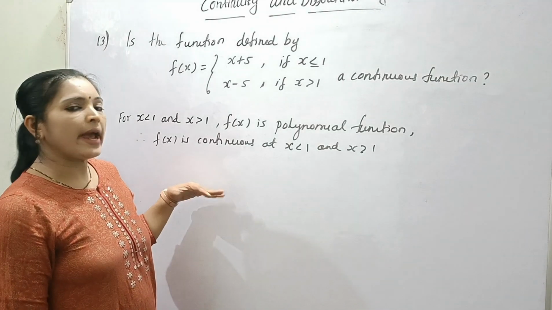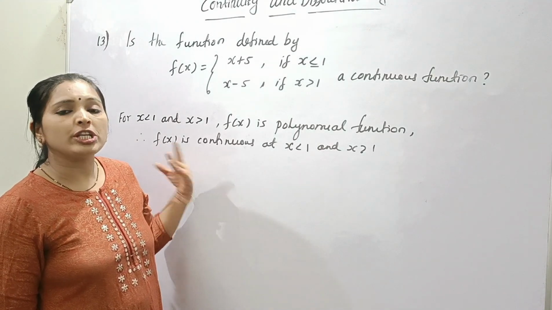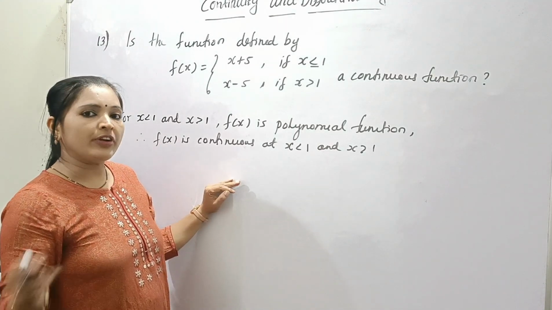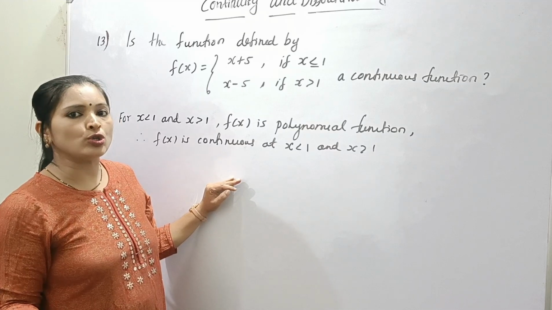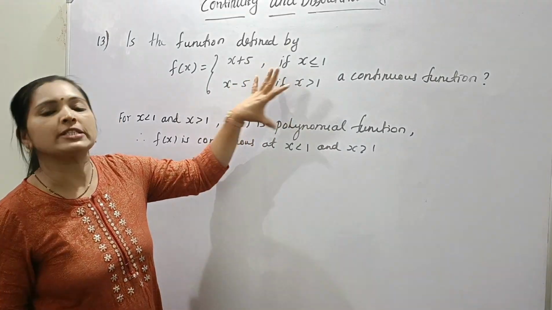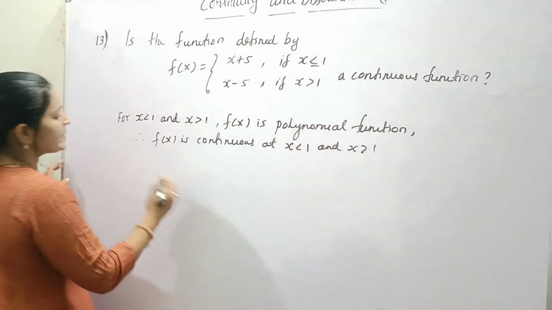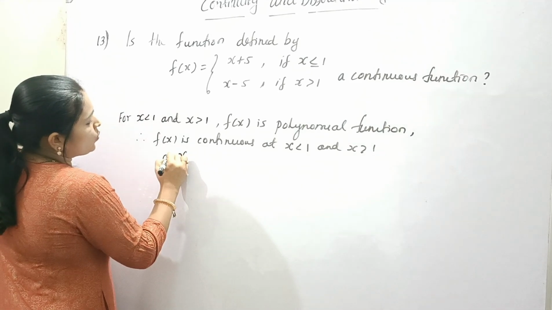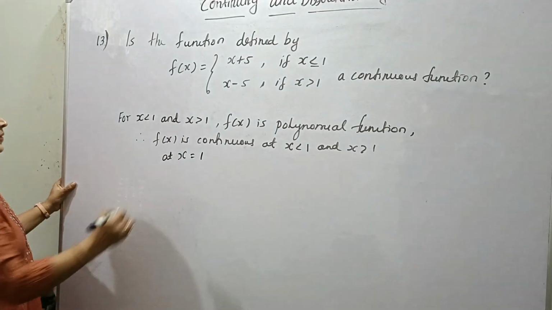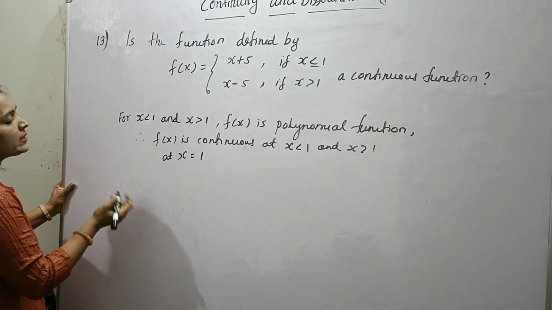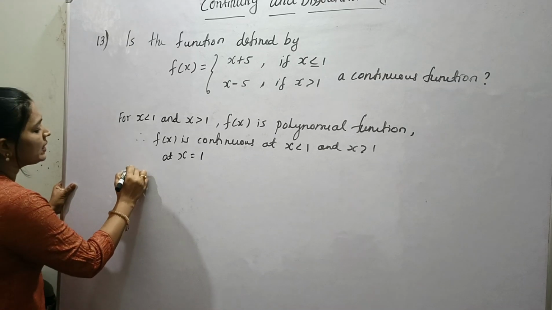Next we have to check the continuity at x is equal to 1. If it is continuous at x is equal to 1 also, then we say the given function is a continuous function. So let's check at x is equal to 1. Here also we need to check left hand limit and right hand limit.